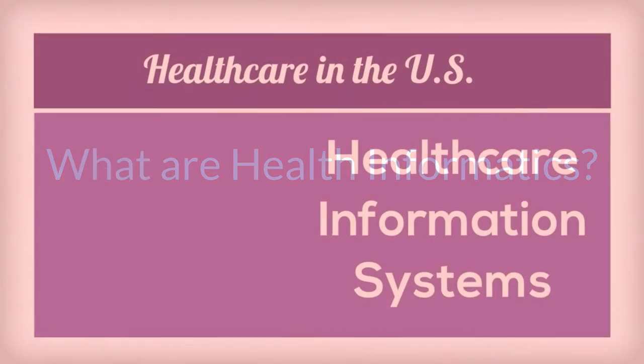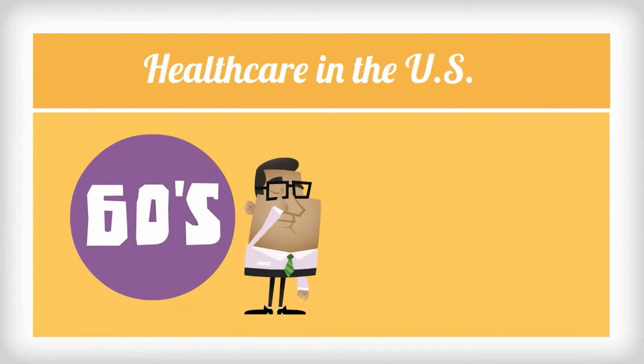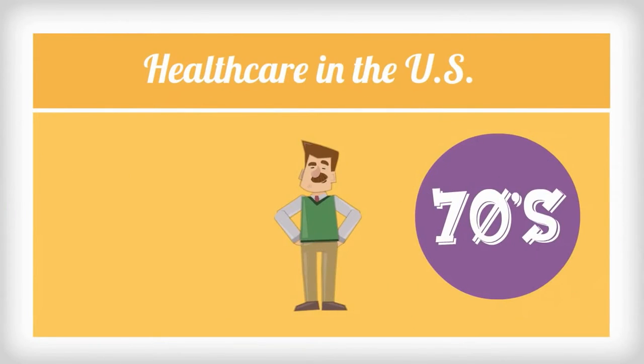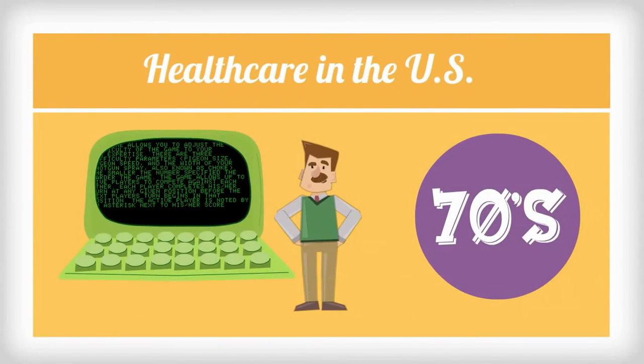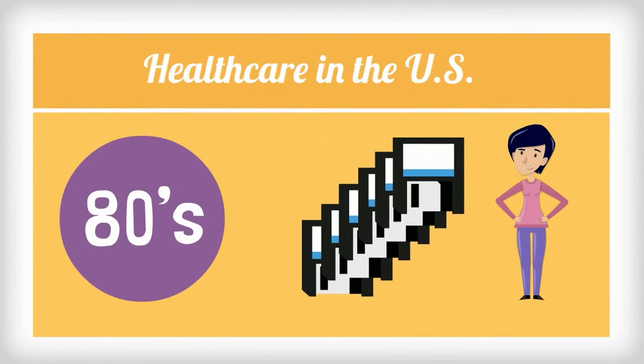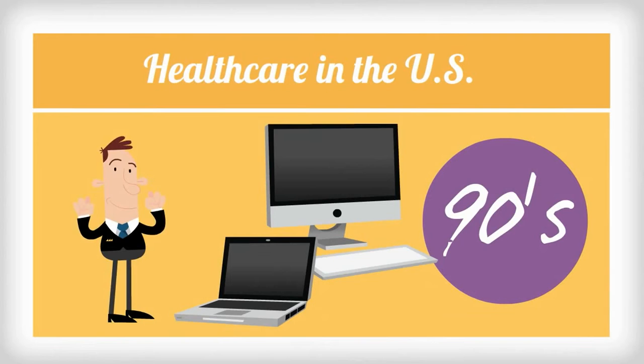Healthcare information systems. In the 60s, healthcare providers used large, expensive mainframes to manage data. In the 70s, it was smaller computers with improved connectivity. The 80s brought us cheaper storage and independent software applications. In the 90s, hardware and software continued to get cheaper, smaller, and better.